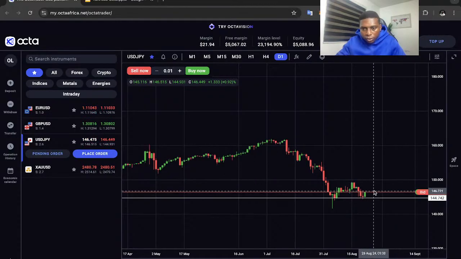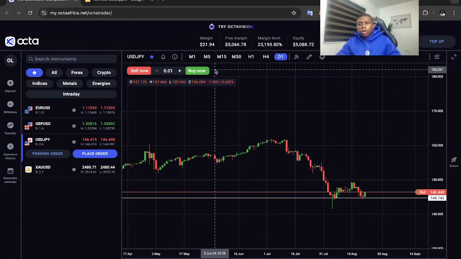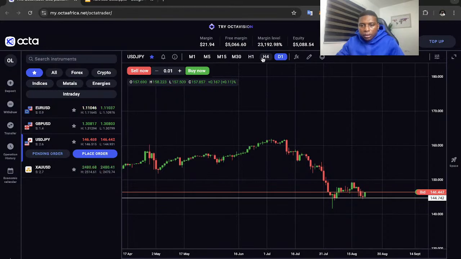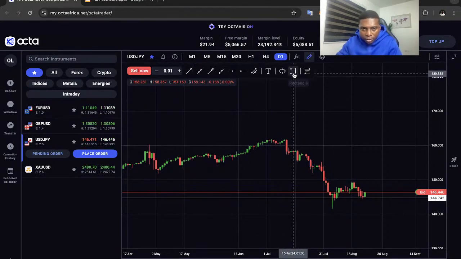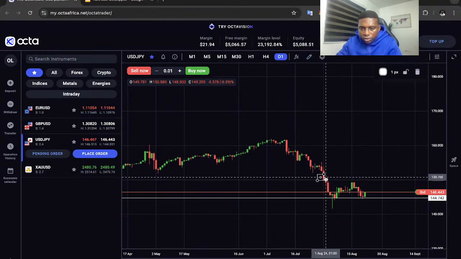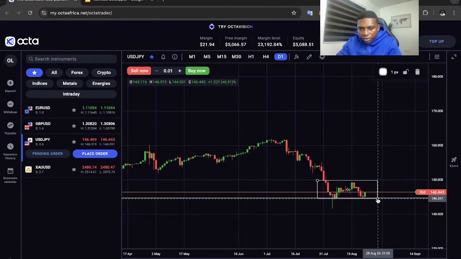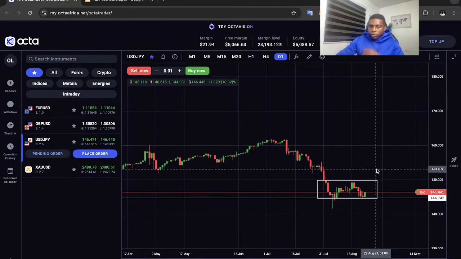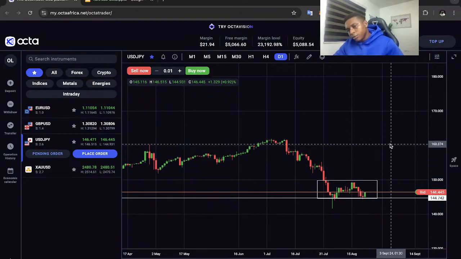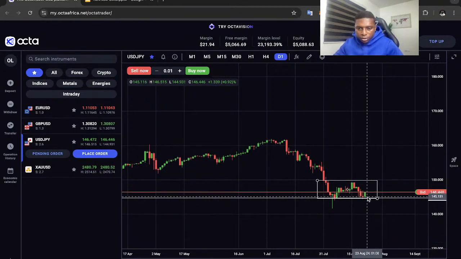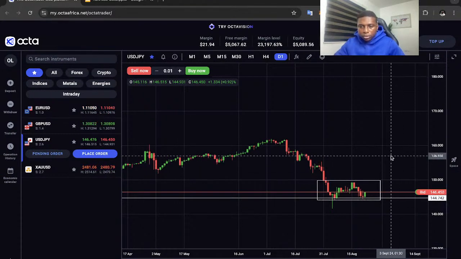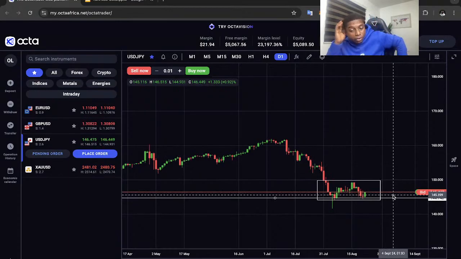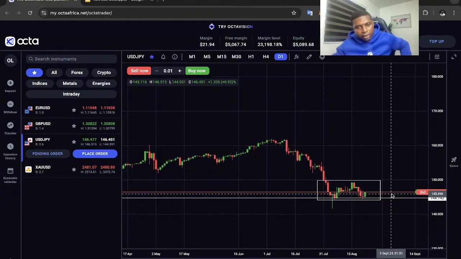So now, what do we see price do here? We have price currently ranging in this box. So the question now is this: is price breaking out upwards or breaking out downwards? This is a very critical question that we need to answer, because that would guide us into taking a position in the market.